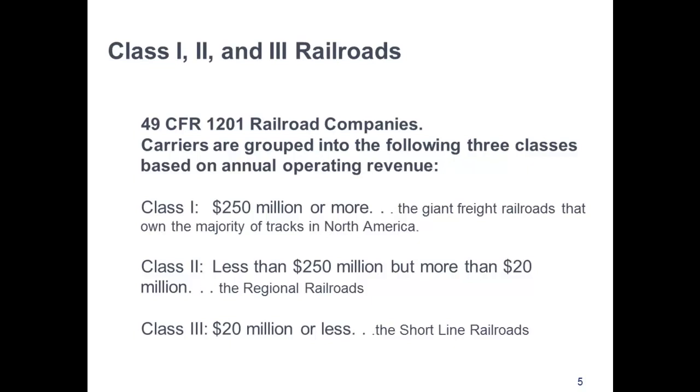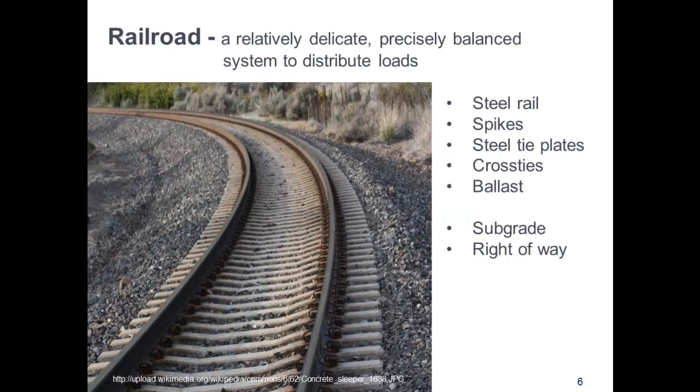Okay. All right, let's talk about the railroad infrastructure itself. So, Dick, start us off. Yes, the railroad is a relatively delicate, precisely balanced system to distribute loads. First, you've got the steel rails, spikes, steel tie plates, cross ties, ballast, subgrade, and of course this all sits on the railroad right-of-way. Ballast, it seems underappreciated? Yes, you're correct. People may not understand all the functions it performs. It supports the tracks and distributes the load of the track and train to the subgrade. It restrains the track, providing drainage for the track.